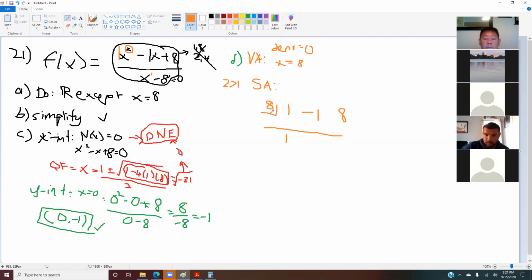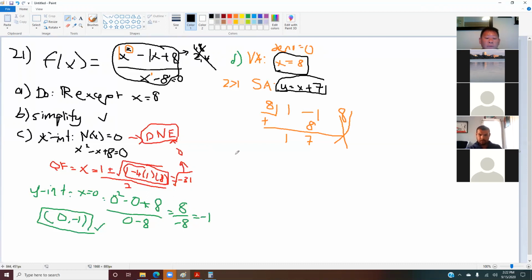So you drop your 1. 8 times 1 is 8. Add it up, you get 7. Then 8 times 7. I really don't care about this one because we don't care about your remainder. So can someone tell me what is your slant asymptote in this case? You'll find that I boxed all my answers because it's going to be easy for you when you graph it. So what is your slant asymptote in this case? Yep, y equals x plus 7. You can drop the 1 if you want to.